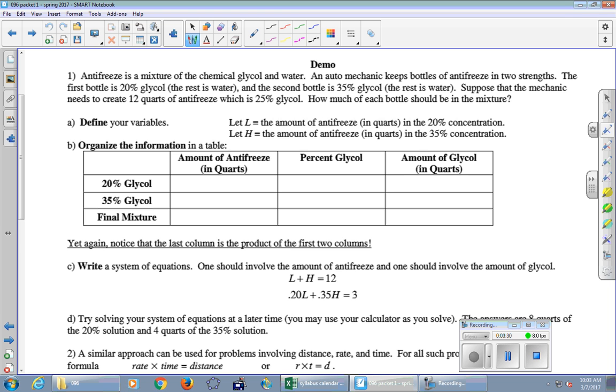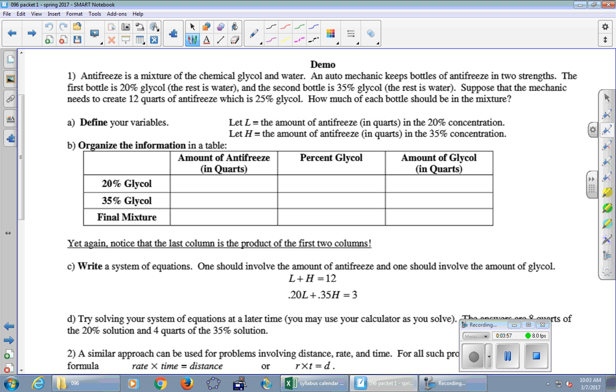Here's what this mechanic wants to do. The mechanic needs to create 12 quarts of antifreeze that is 25% glycol. 25% is the strength that we are after for this mechanic, okay? Are we going to use more 20 or more 35 to build the 25? We got to use more 20 because the 25 is closer to the 20 than the 35. But we want to know exactly how much to use. So that's our question. How much of each bottle should be in the mixture?